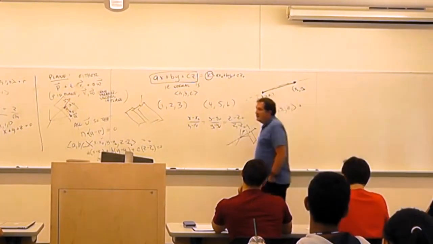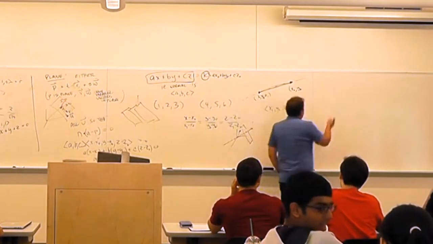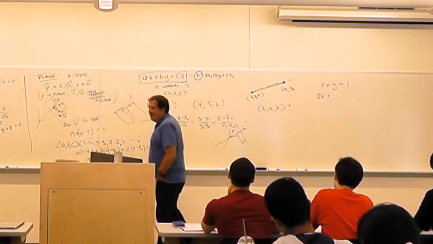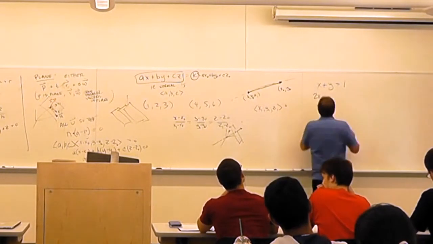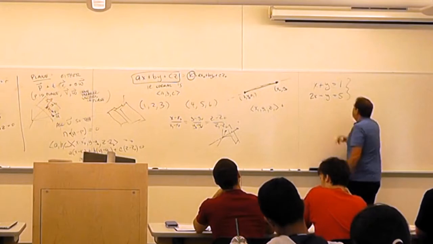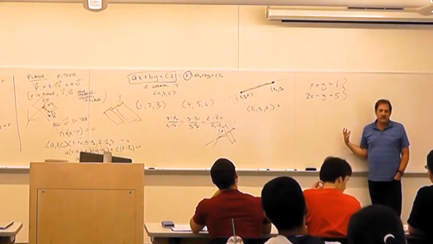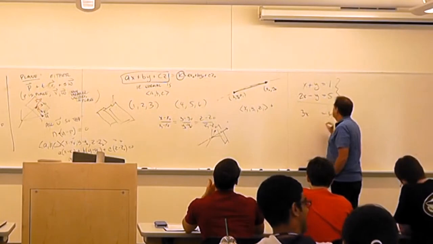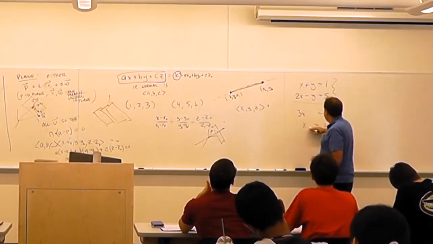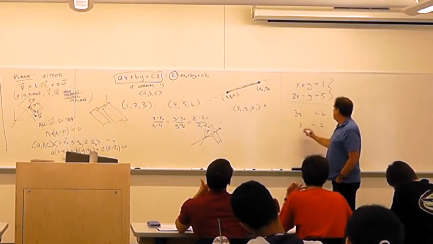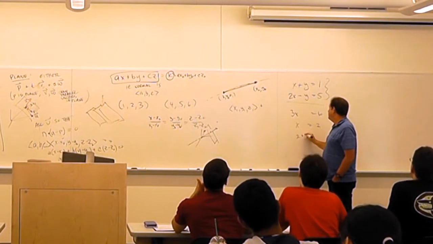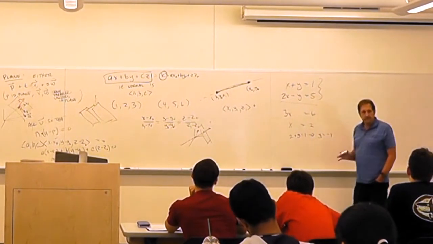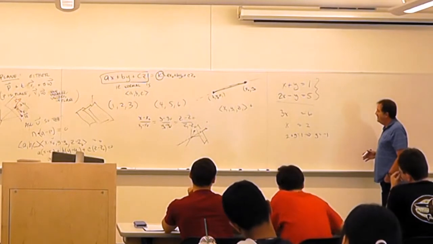So if I have, let's do lines here, x plus y equals 1 and 2x minus y equals 5. If I have this system of equations, probably you all know how to solve this. What you do is you add them together and I get 3x equals 6. And so x is 2. Now I take x is 2 and go back here, and I see that 2 plus y equals 1, so y is negative 1. That seems to work, and that's a good thing.